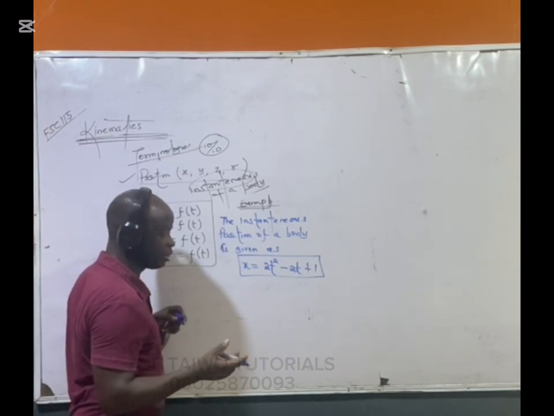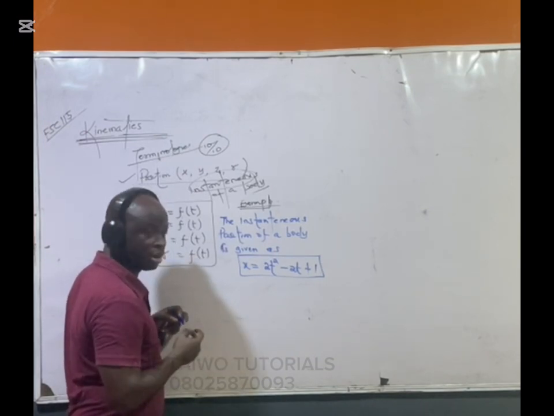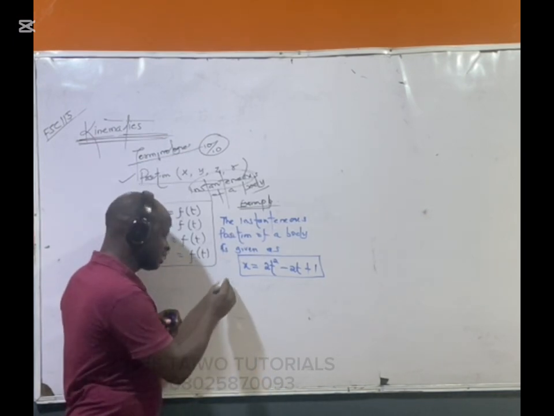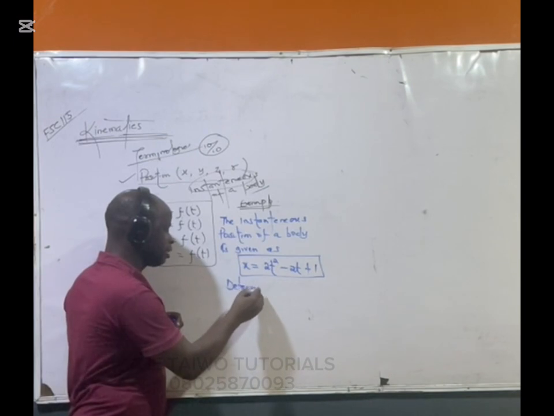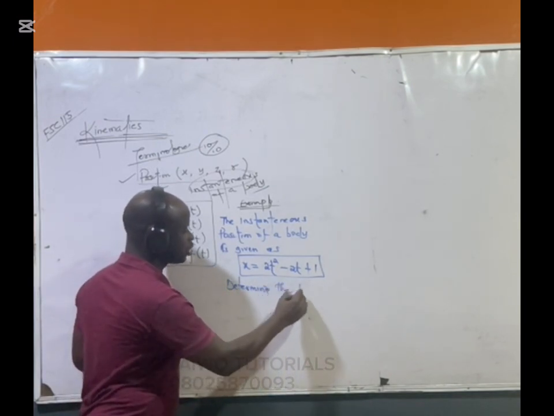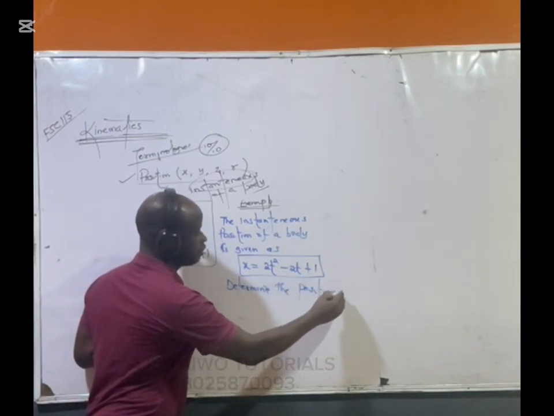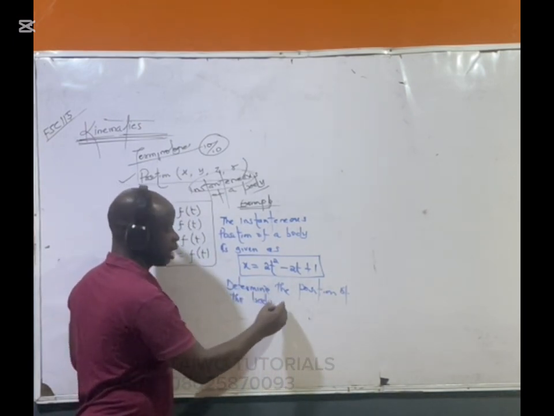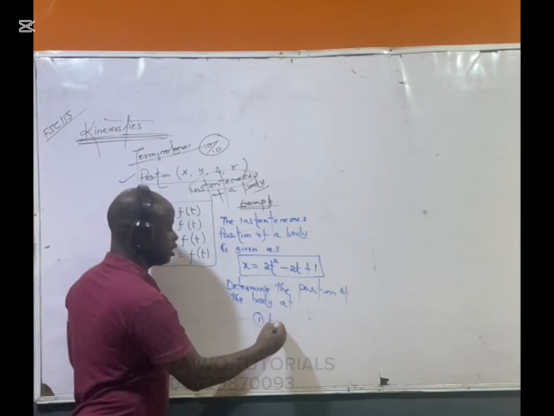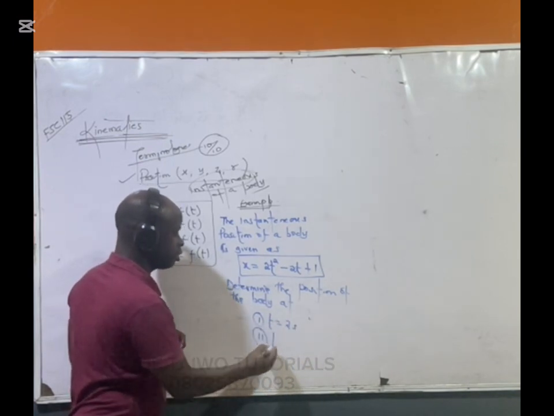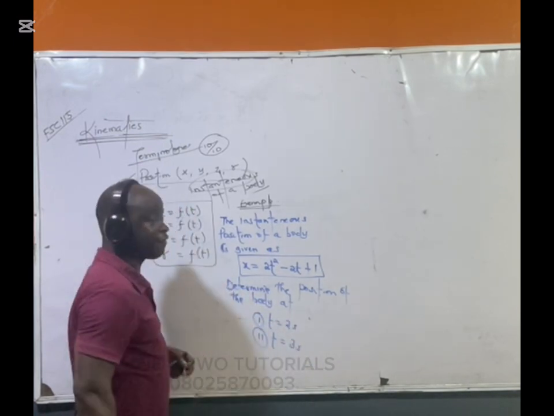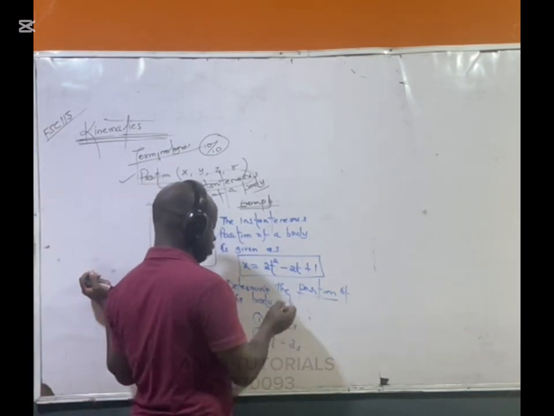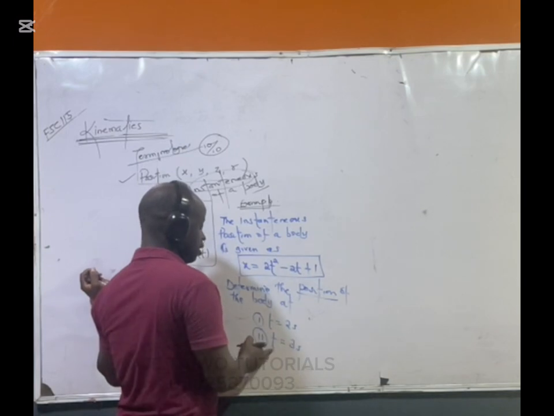And x is measured with reference to the origin. Full stop. Determine the position of the body at 1, t equals 2 seconds, and 2, t equals 3 seconds. Here, fast, do it and give the answer. Tell me the location, position of the body at time t equals 2 seconds, t equals 3 seconds.